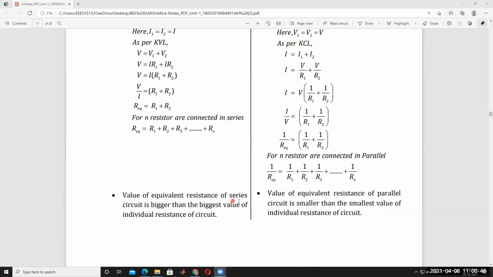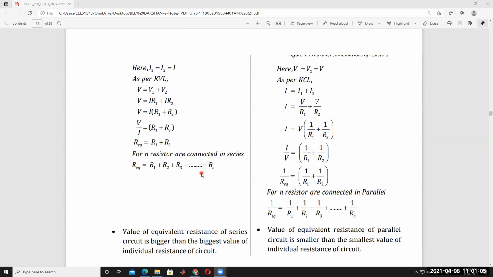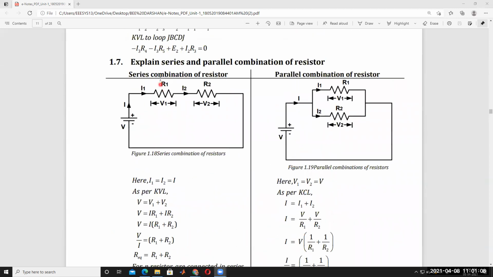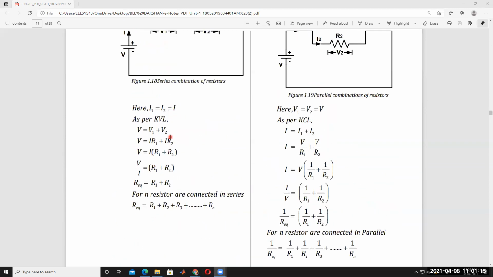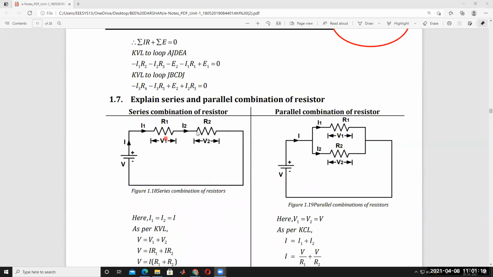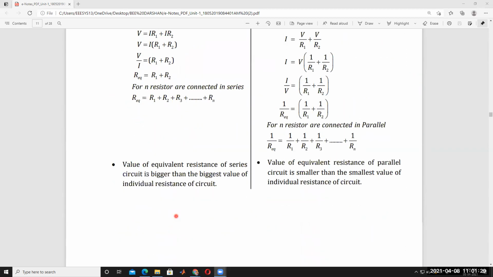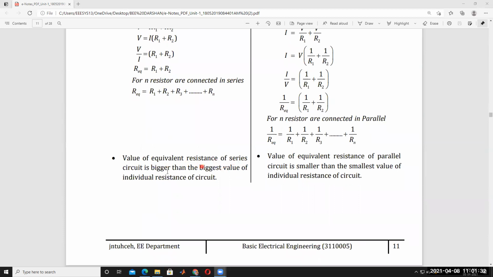The value of the equivalent resistance of a series circuit is bigger than the biggest value of the individual resistances of the circuit. The equivalent resistance must be more than that of R1 or R2. From this statement, what is the equivalent resistance? R1 plus R2 is greater than R equivalent, and R equivalent is greater than R1, or otherwise R equivalent is greater than R2. The value of the equivalent resistance, R equivalent of a series circuit, is bigger than the biggest value of the individual resistance of the circuit.